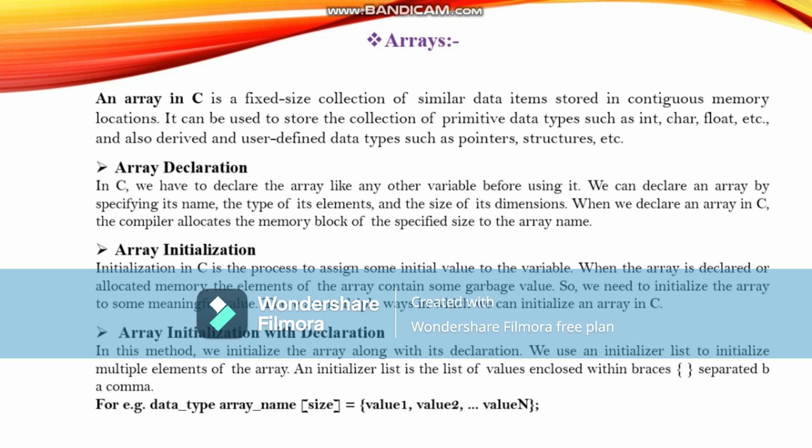Third one is array initialization with declaration. In this method, we initialize the array along with the declaration. We use an initializer list to initialize multiple values, with the list of values enclosed within braces and separated by commas. For example, data_type array_name[size] = {value1, value2, ...}. It holds the nth number of values.